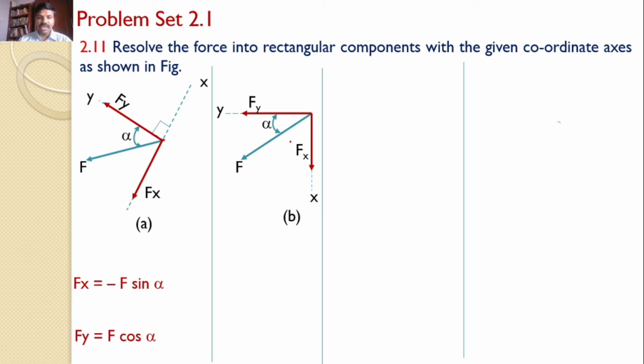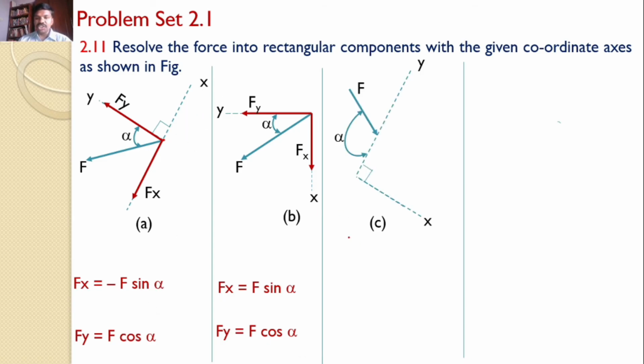Now what are the magnitudes here? The force F makes an angle alpha with the y-axis. Hence, Fy is equal to F cos alpha and Fx is equal to F sin alpha. Clearly there I mentioned minus, here I mentioned plus. What is the reason? The reason is, there the x-axis is positive in this direction, but my force is acting in the downward direction, hence it is negative. But here the x-axis is positive, my force is also acting downwards, so it is positive.